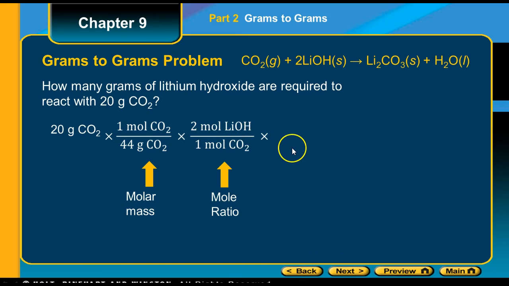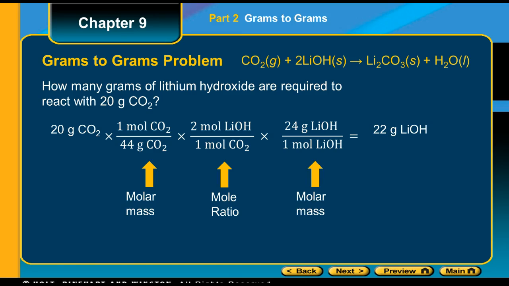So I'm going to put moles of LiOH on the bottom, and I can relate moles of LiOH into grams of LiOH, because it's the same substance, using the molar mass. So I will look up on the periodic table the mass of the Li, the O, and the H, and I'll add them together, and I get 24 grams of LiOH. Now the problem asks me to find the number of grams of lithium hydroxide, and if you look at the units and cancel them out, I am left with grams of LiOH, so my problem is finished. And I have an answer of 22 grams of LiOH.